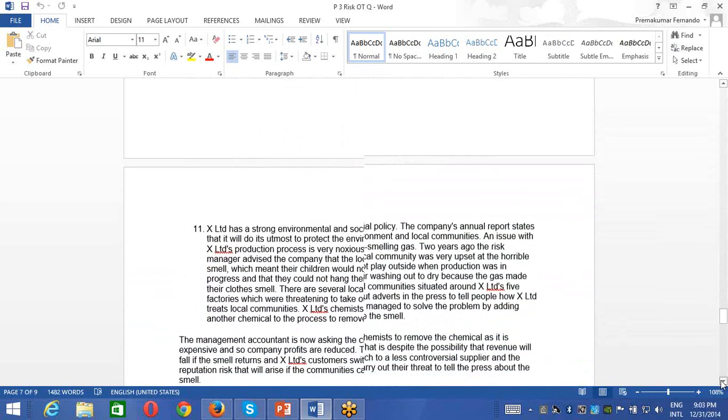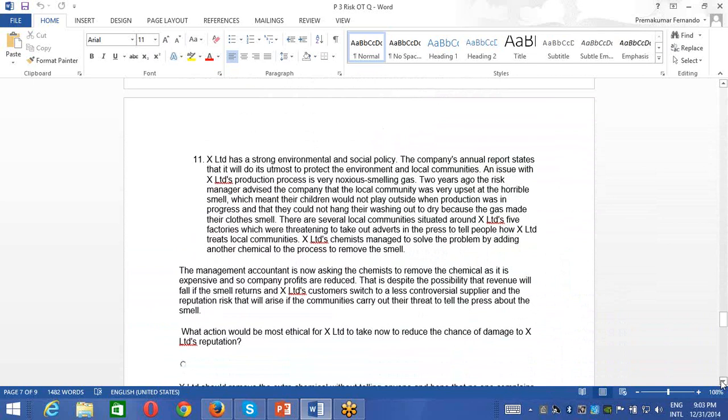So let's look at this final question. X has a strong environmental and social policy. The annual report said that it will do its utmost to protect the environment and local communities. So remember yesterday we discussed this in F3. An issue with the production process is a very noxious smelling gas. 2 years ago, the risk manager advised the company that the local community were very upset at the horrible smell, which meant their children would not play outside when production was in progress, and that they could not hang their washing out to dry because the gas made their clothes smell.